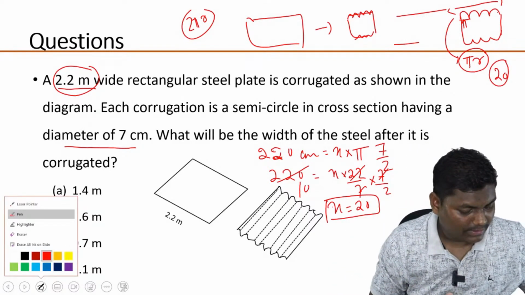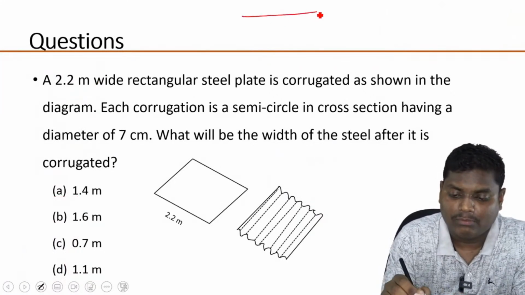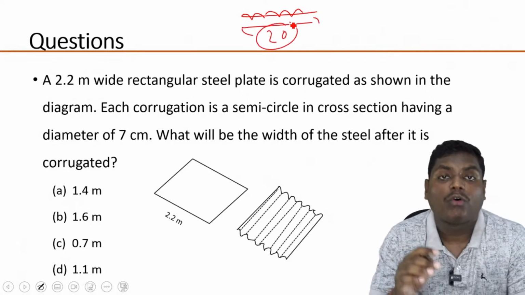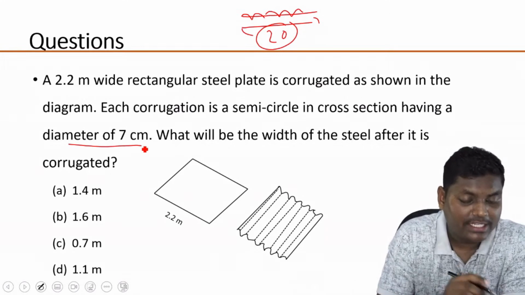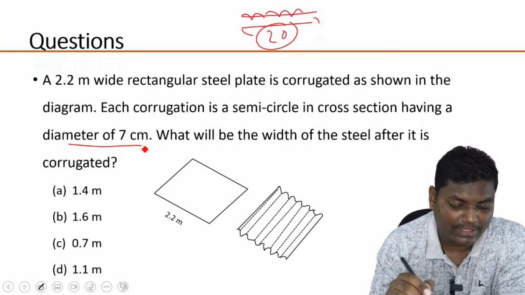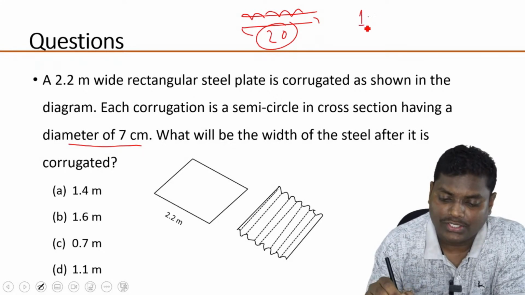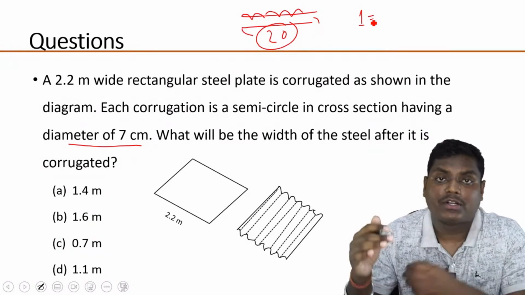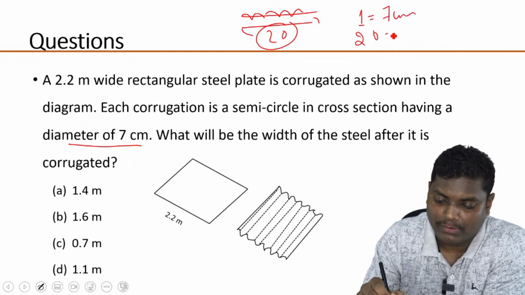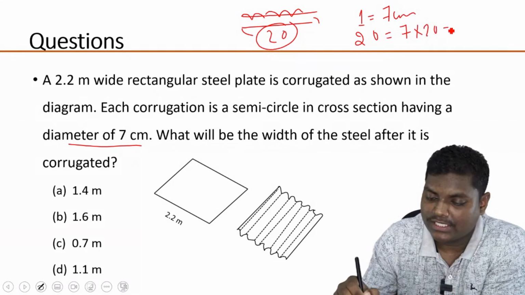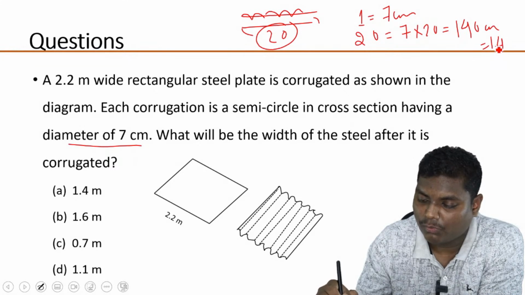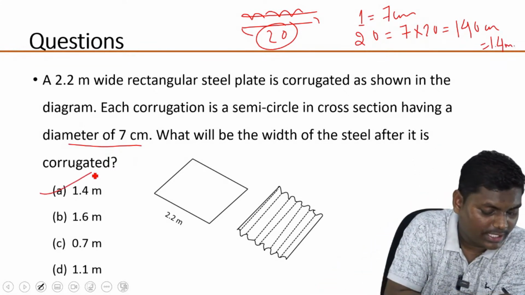Now we know that the number of corrugations is 20, and for each corrugation, or each semicircle, the diameter is 7 centimeters. We are calculating the entire length, so for one it is 7 centimeters. For 20 it will be 7 into 20, which is 140 centimeters, equal to 1.4 meters. So the correct answer is option A, 1.4.